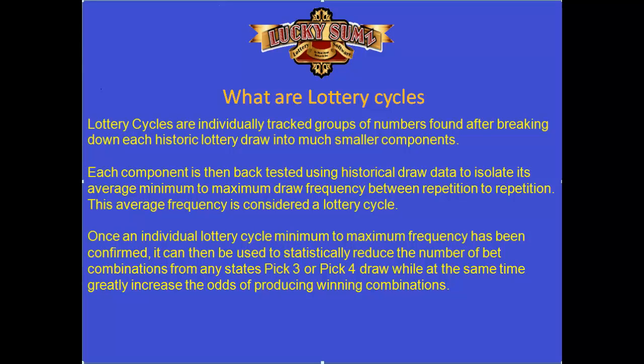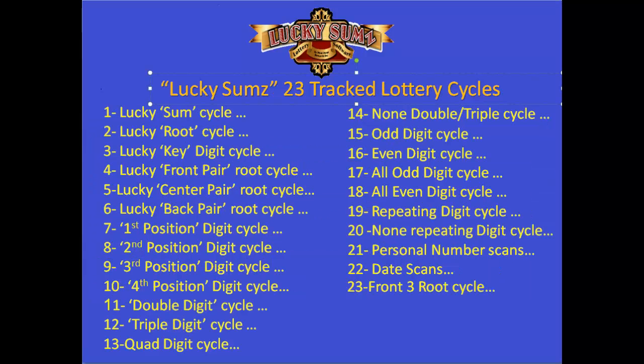Once an individual lottery cycle's minimum to maximum frequency has been confirmed, it can then be used to statistically reduce the number of bet combinations from any state's pick 3 or pick 4 draw, while at the same time greatly increasing the odds of producing winning combinations.